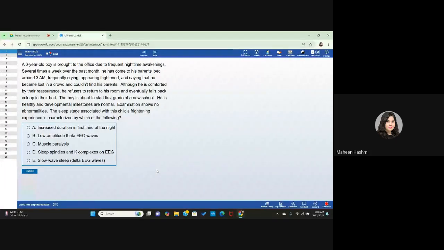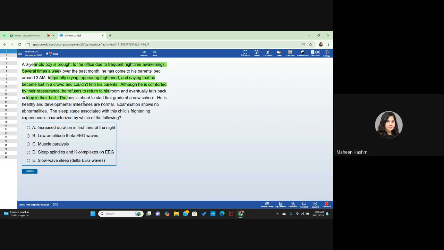So the first question for today is that there is a 6-year-old boy. He is brought to the office due to frequent nighttime awakenings several times a week over the past month. Again, frequent crying, appearing frightened, and saying that he became lost in a crowd and couldn't find his parents. Although he's comforted, he refuses to return to his room. He eventually falls back to sleep.